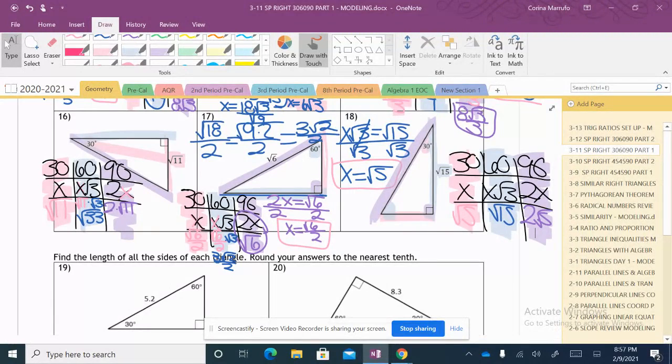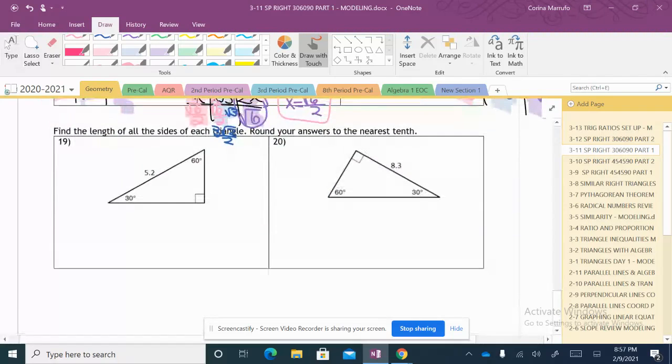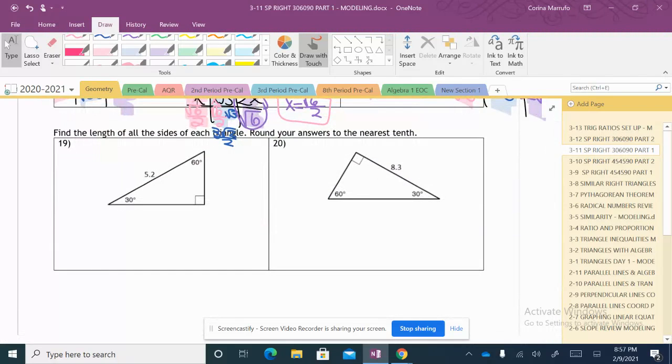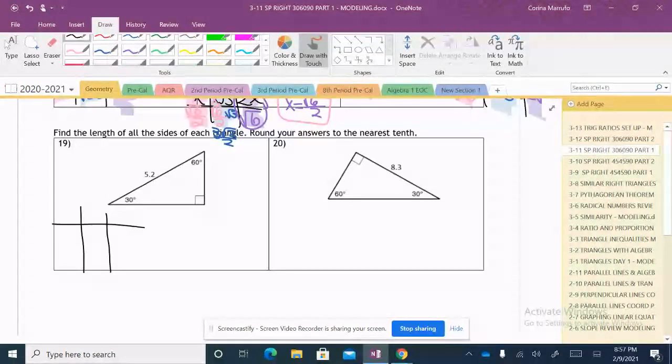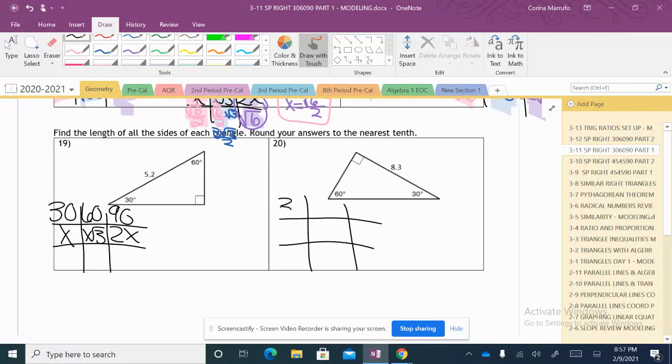All right, moving on. The last two problems, these ones, they actually want us to round to the nearest tenth. Okay, so this time we're not going to leave it in radical form. We're going to have to get a decimal, so we're going to use our calculators for this one. We still start off the same way, 30, 60, 90. X, the square root of 3, and 2 times x. I'm going to go ahead and write that on here also. 30, 60, 90, x, the square root of 3, and 2 times x.